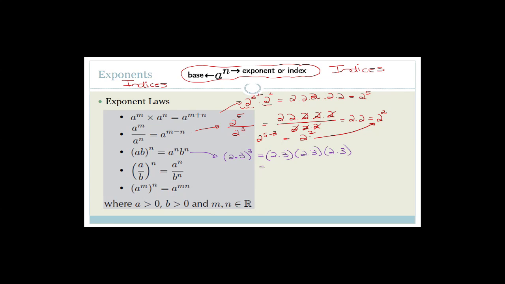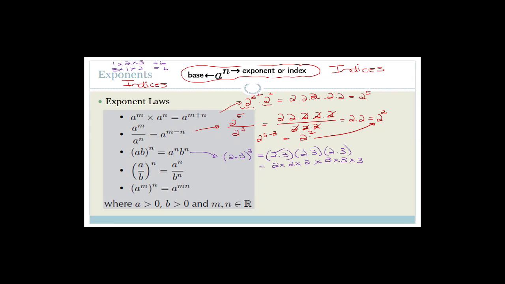But do you agree that because this is times, it doesn't matter what order we go in? 1 times 2 times 3: 1 times 2 is 2, times 3 is 6. Or you could go 3 times 1 times 2: 3 times 1 is 3, times 2 is 6. So it doesn't matter which order we write these. We can rewrite them in any order, so we can go 2 times 2 times 2 times 3 times 3 times 3, right?